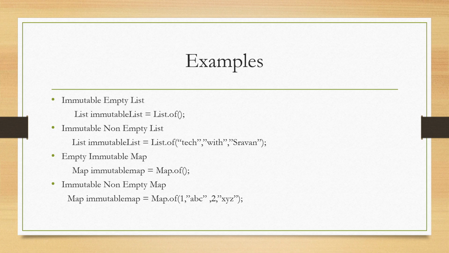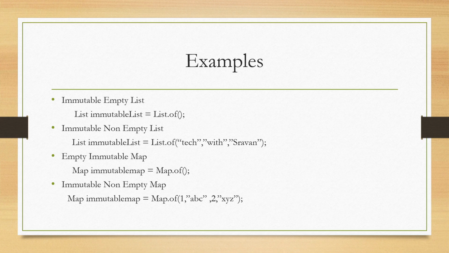The example here is an immutable empty list. How can we create an immutable empty list using the of method? Simply, List immutableList equal to List.of(). If you give it like this, it will create the immutable list. How do we create an immutable non-empty list? List immutableList equal to List.of(), and here we give whatever elements we are going to add into the list. Here I gave Tech with Shravan. So these elements are added into the list directly. Here I am not using any add methods. So that is one of the features.